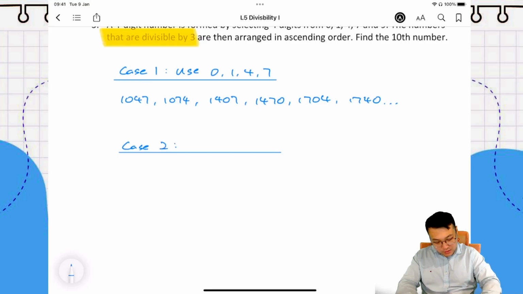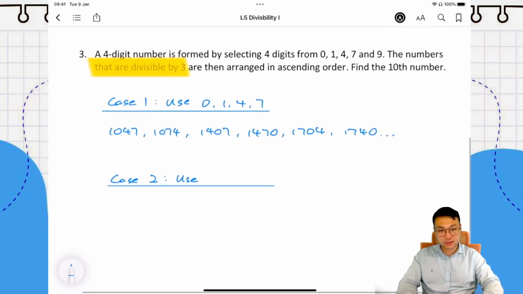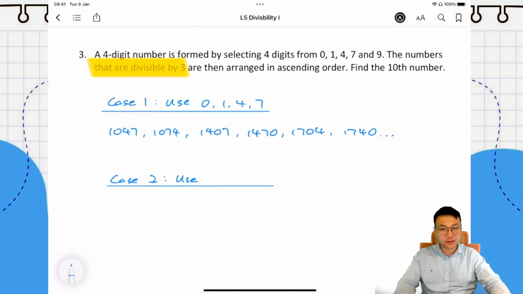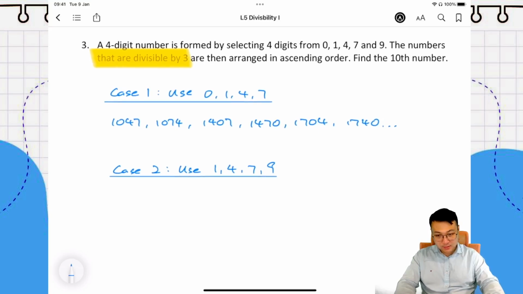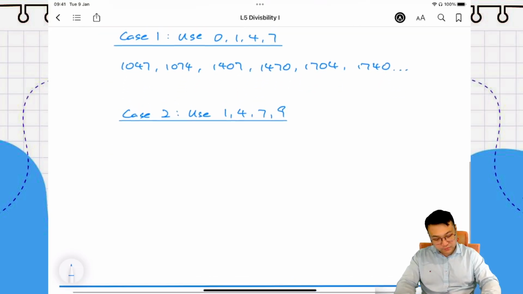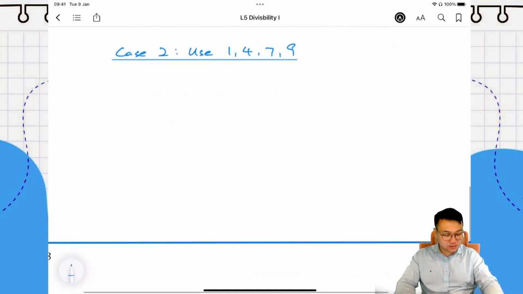What if we use the numbers... Okay, can you select another 4 numbers that can definitely be divisible by 3 when you find the sum of digits? 1, 4, 7, 9. Yes, very good. And what do you get when you add these together? 21. That's definitely divisible by 3. So we use these 4 digits to form some numbers from smallest to biggest. Come, start from the smallest. What do you get?